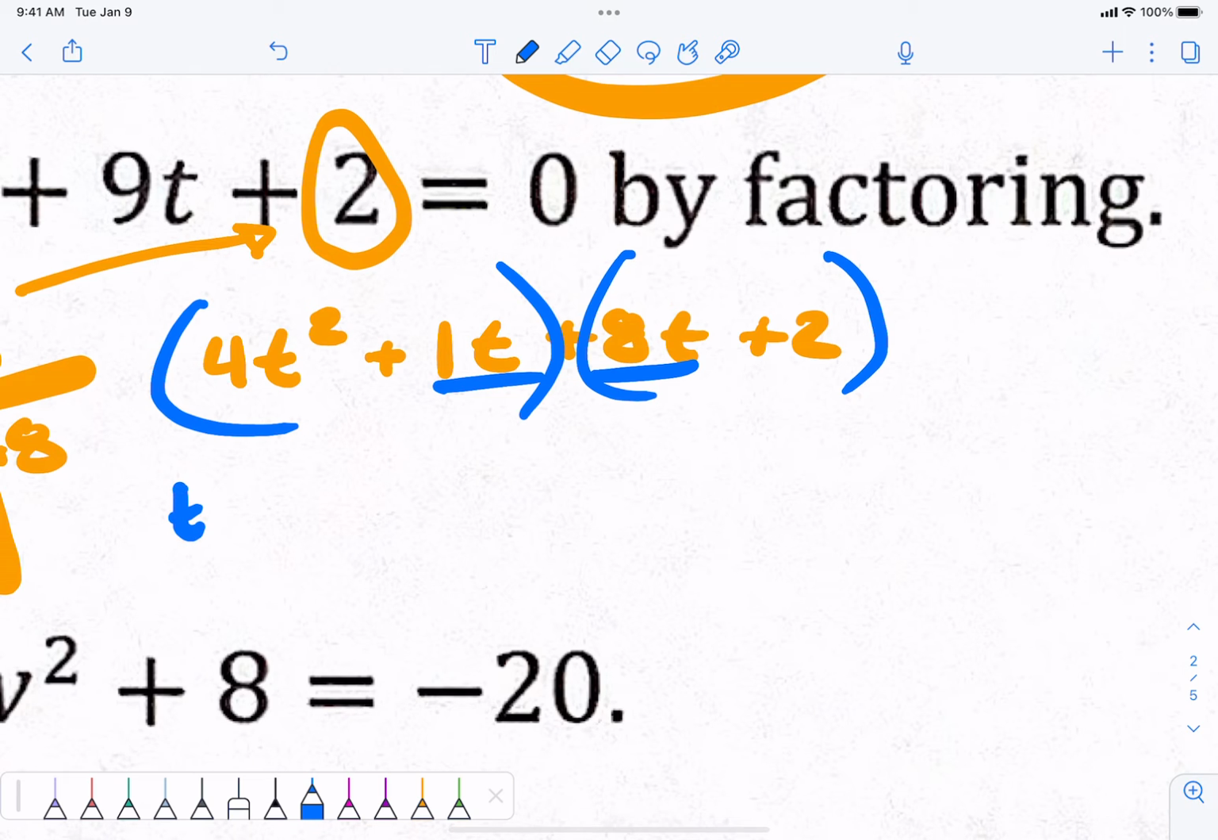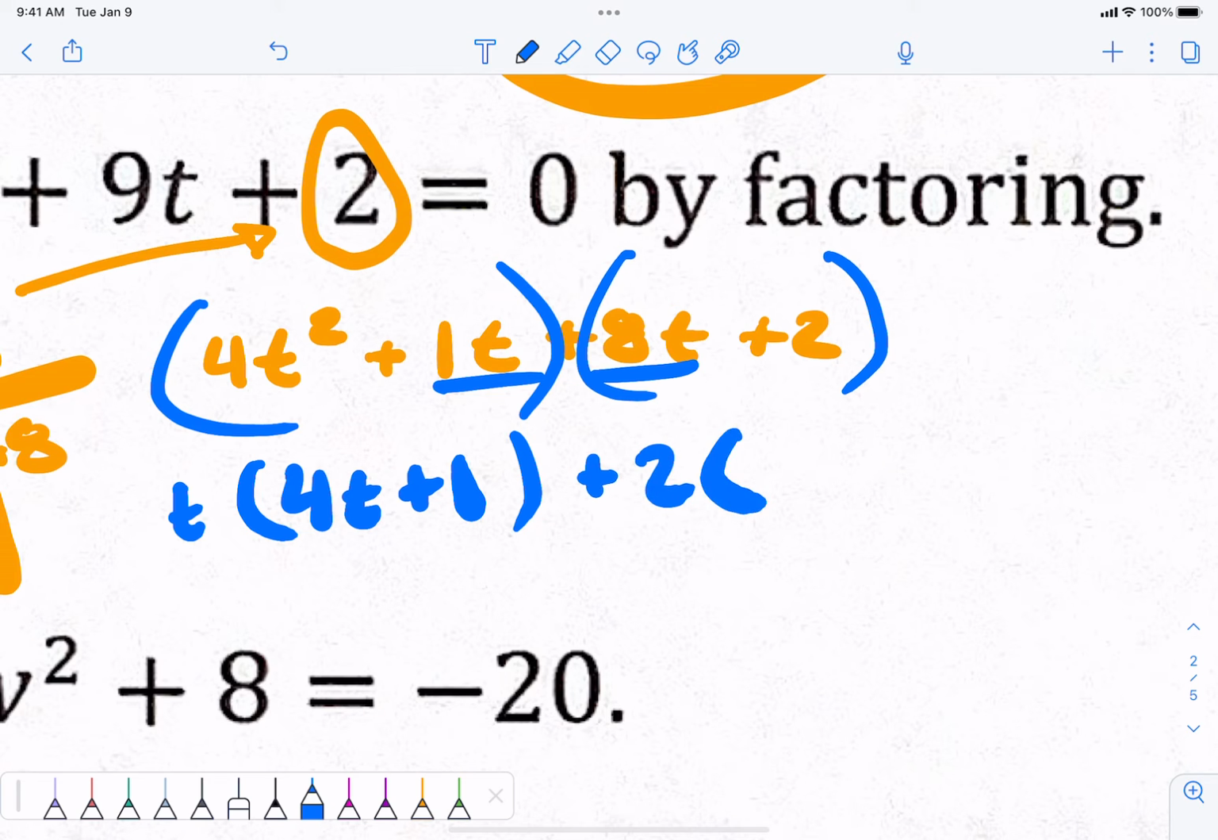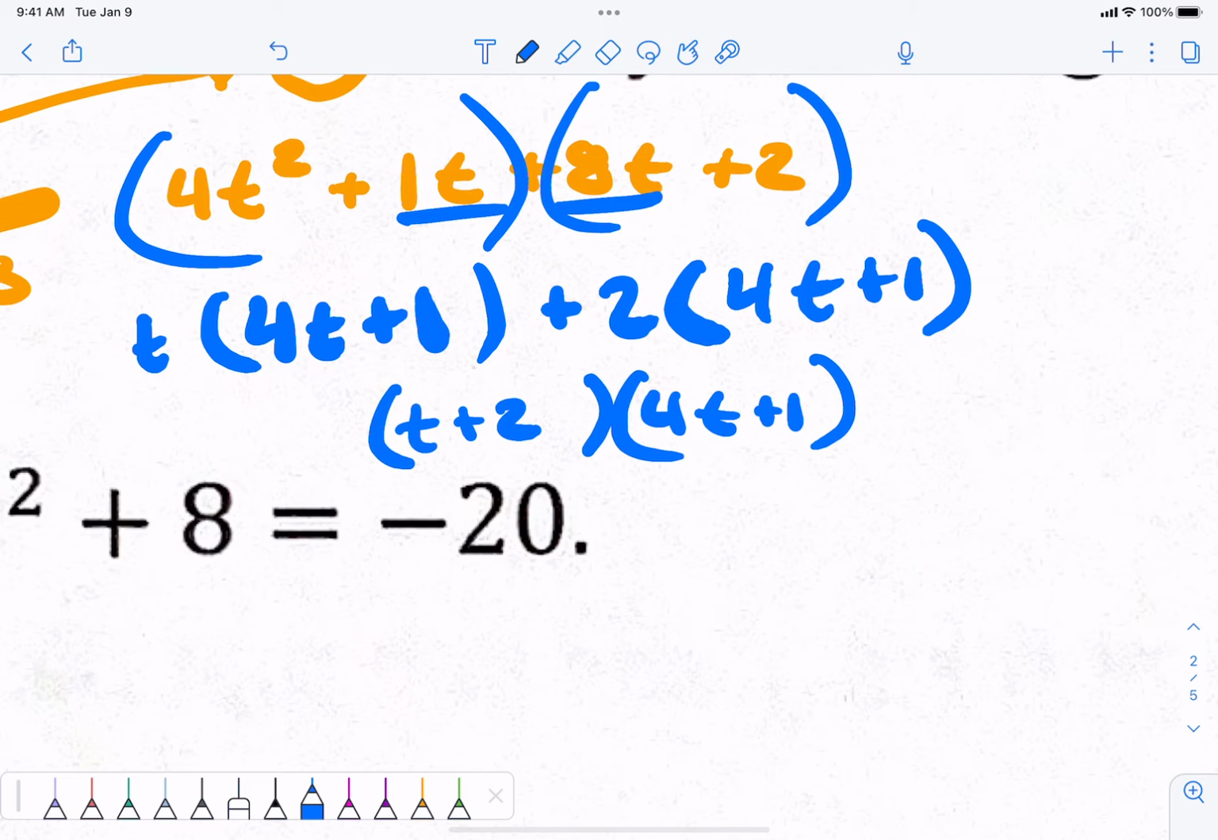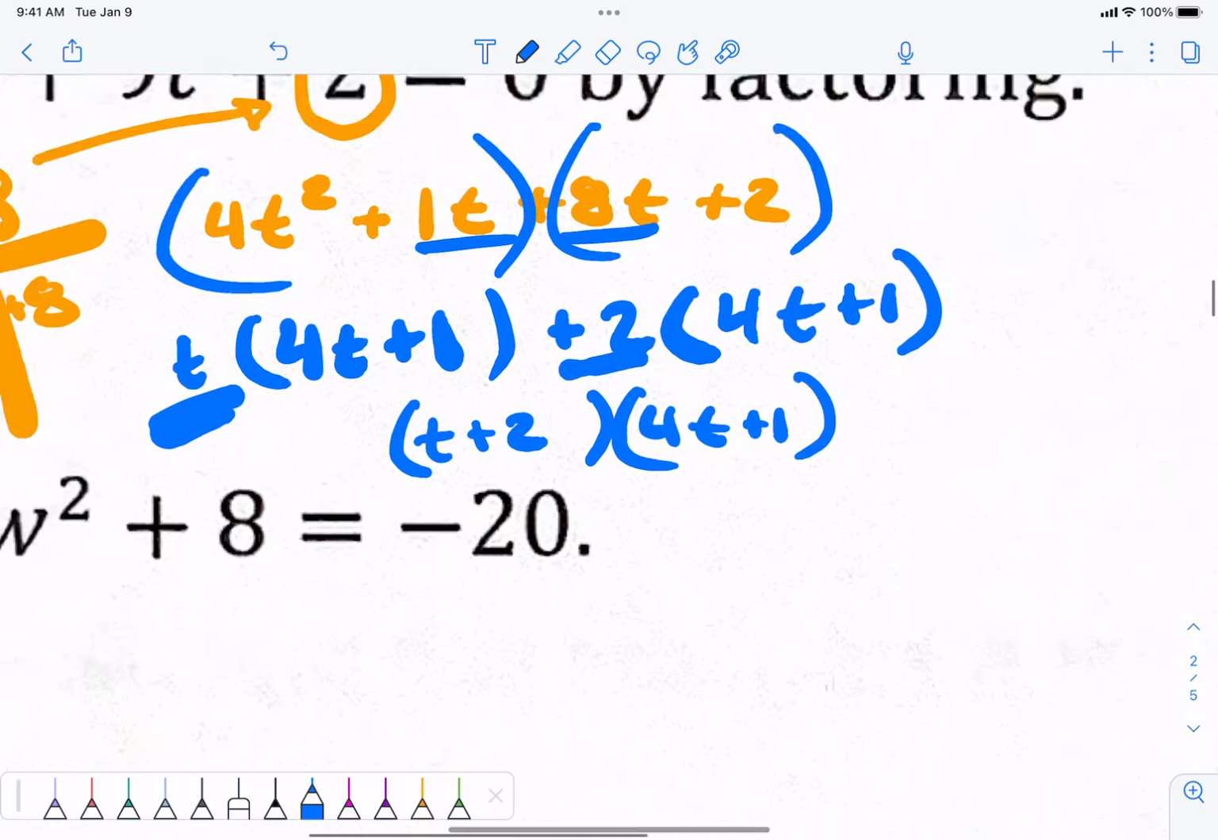T taken out of 4t squared plus t, leftover is 4t plus 1. Out of the second piece, 2. Leftover is 4t plus 1. Then my two pieces are t plus 2 and 4t plus 1. Do you see where she gets the t plus 2 from? Yep. T plus 2. Okay, all right.